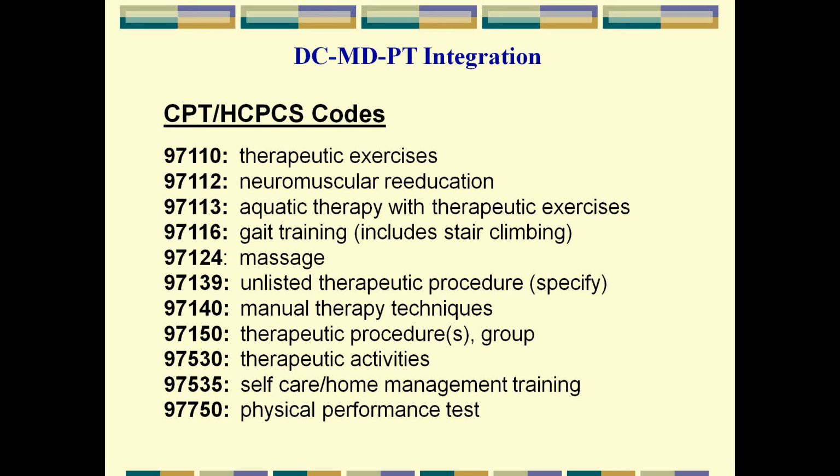Again, these are timed codes. They could be billed in units. 1 unit is 8 to 22 minutes. This is according to Medicare. 2 units is 23 to 37. 3 units is 38 to 52. 4 units is 53 minutes to 67 minutes. These are the Medicare guidelines.